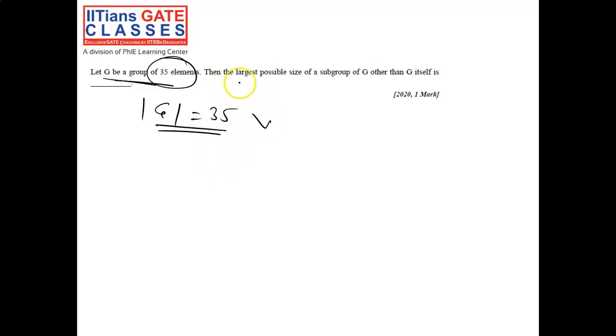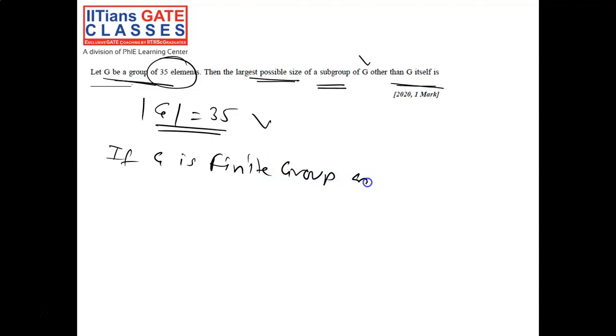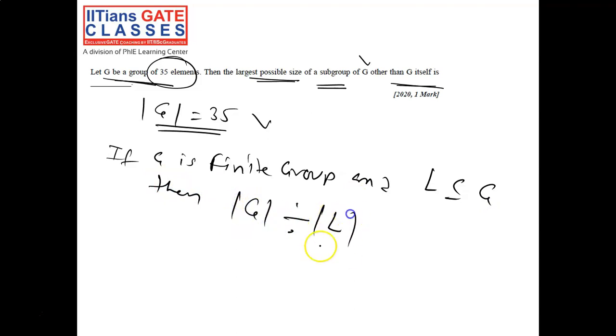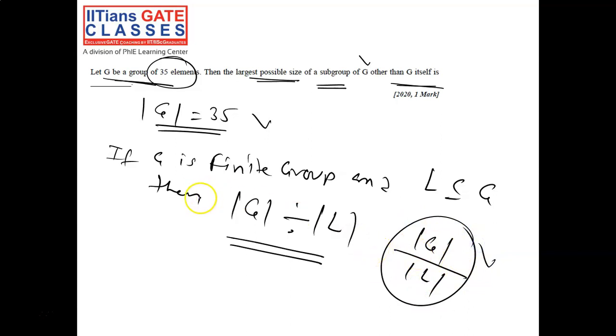Now he is asking what is the largest possible subgroup of G other than G. So we have the Lagrange theorem. What is the Lagrange theorem? Lagrange theorem says that if G is a finite group, and let's assume L is a subgroup of G, then the order of L divides the order of G. What I mean to say is that the order of L divides the order of G. This is the Lagrange theorem.